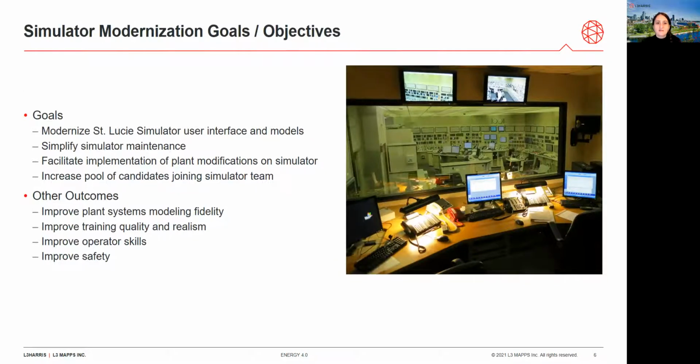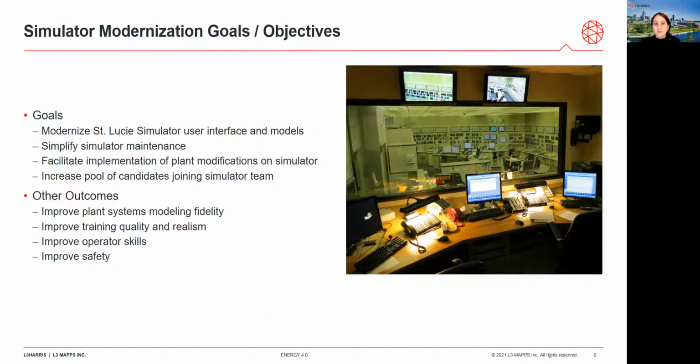So what was the purpose of modernizing the simulator at St. Lucie? The main goals were really to modernize the simulator user interface as well as the models. This would then simplify the simulator maintenance, facilitate the implementation of plant modifications on the simulator, and would even increase the pool of candidates that can join the simulator team. With the aging workforce, for the new generation of incoming workers, using those legacy Fortran models on a 1980s simulator well into 2043 was simply not going to cut it.